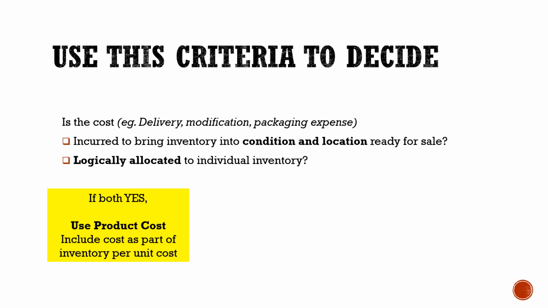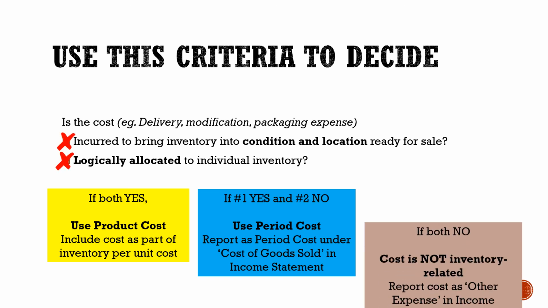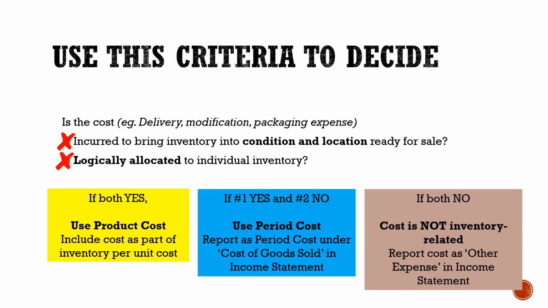If the answer is yes to the first question, but no to the second, it means that the expense cannot be logically allocated to the individual inventory. In this case, we use the period cost, where the expense is reported as period cost under the cost of goods sold in the income statement for the period. If the answer is no to both questions, this means that the cost is not inventory related at all, and therefore we report this expense as other expense in the income statement.